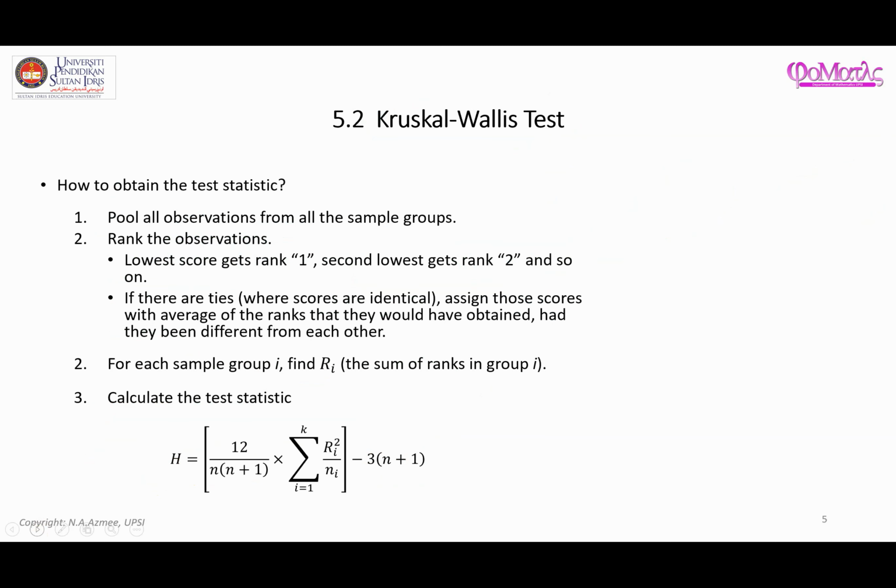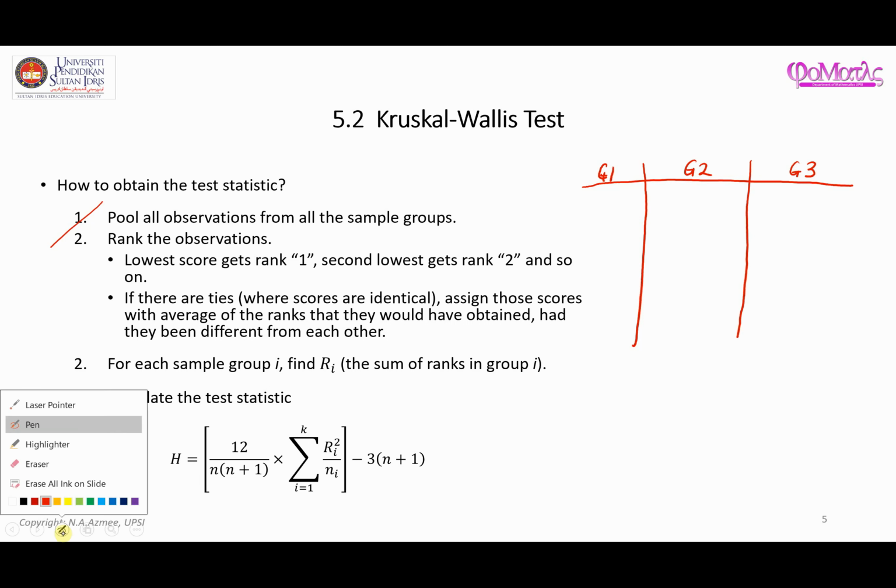Now, how can you obtain the test statistic? First of all, you have to pool all observations from all the sample groups. What it means, really, is imagine you have data that is displayed like this: group 1, group 2, let's say up to group 3. So we have 3 different sample groups.